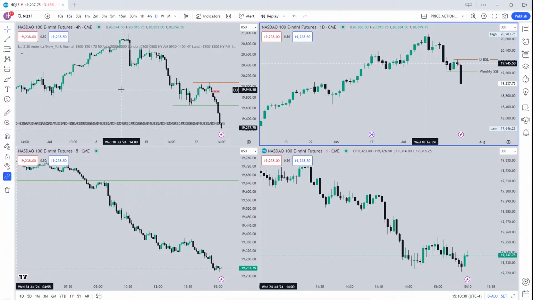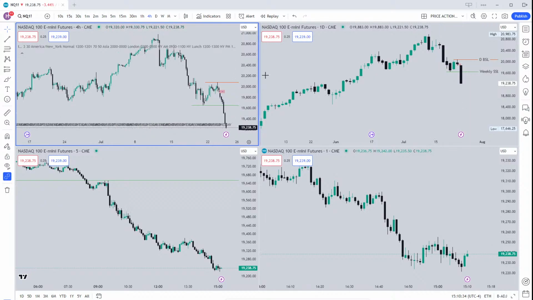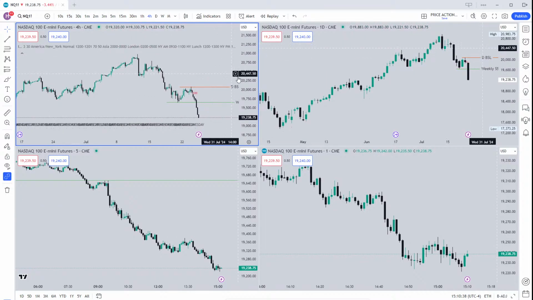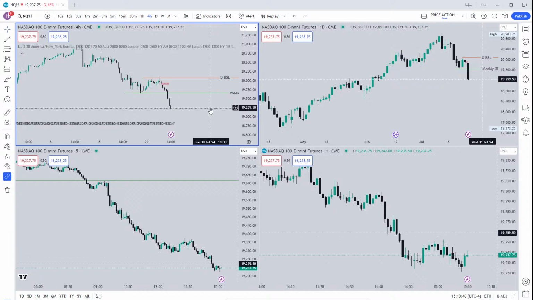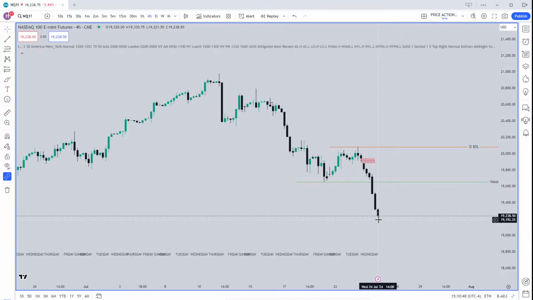So right here I have 4 charts open. By the way, I have 2 screens as well. This is just one screen that I'm sharing with you guys, and I have another screen that I look at to see correlated markets. But yeah, we'll start with the 4 hour. We are currently trading the PM session, power hour on the Nasdaq.